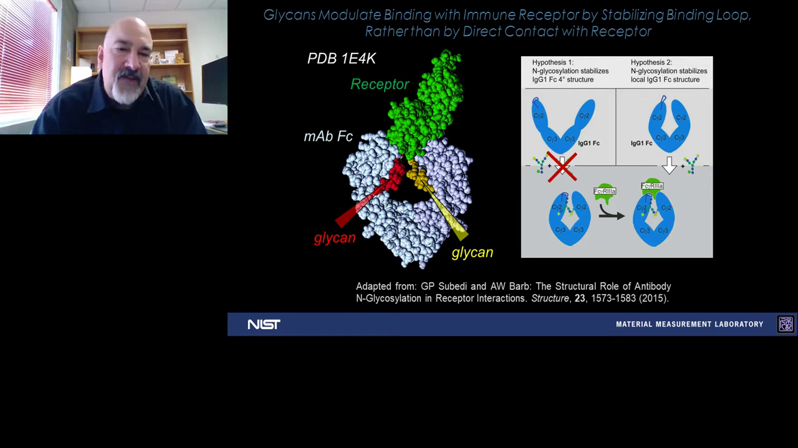But interestingly, when we look at X-ray crystal structures of this complex, what we see is that the glycans don't come into direct contact with the immune cell receptor. So the way that they change binding with the immune cell receptor is by slightly changing the structure and dynamics of the parts of the monoclonal antibody that come into contact with the receptor. So we can use the glycans as a way to make subtle structural modifications to the protein and detect whether or not we can see such changes and characterize them by NMR.